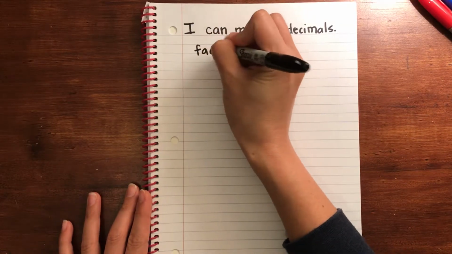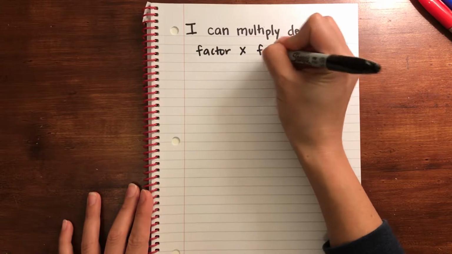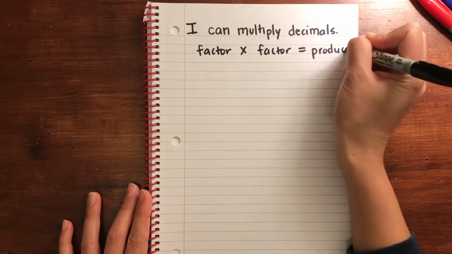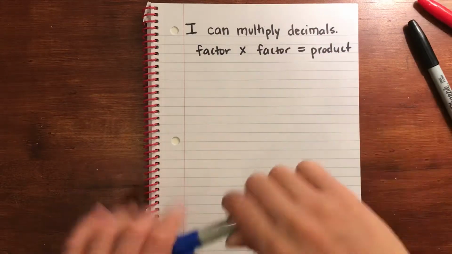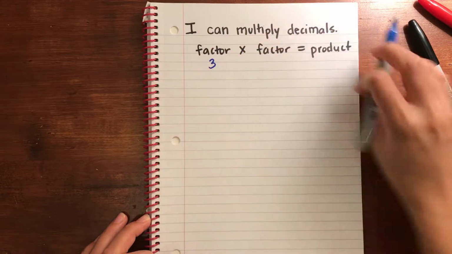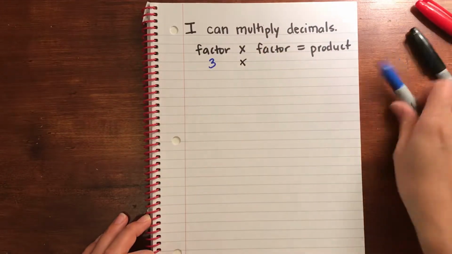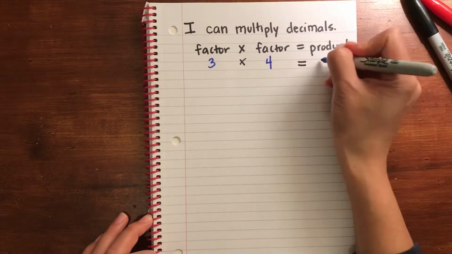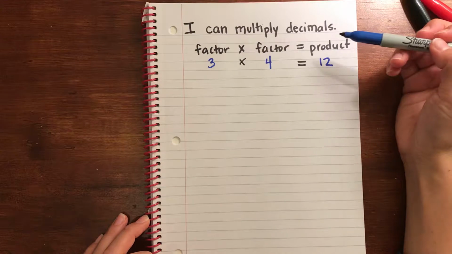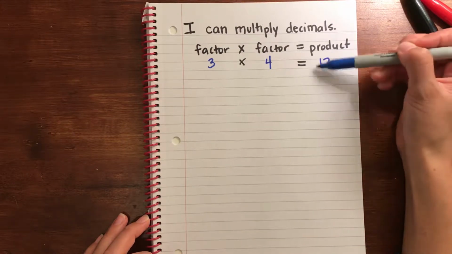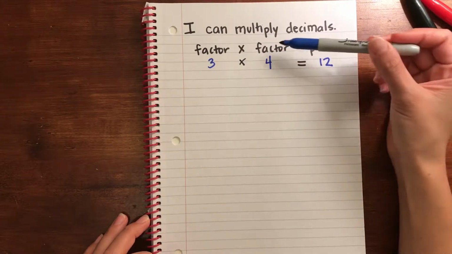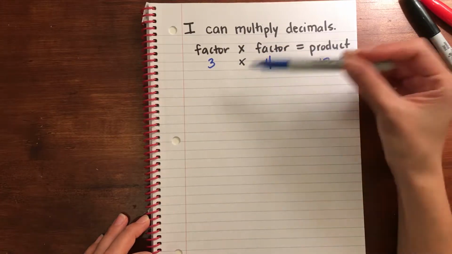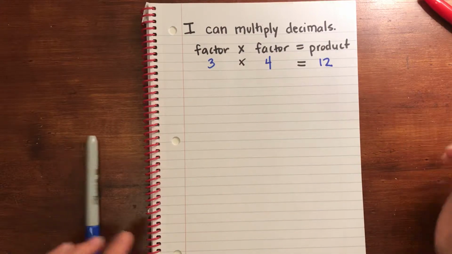We have the word factor times a factor is equal to a product. And I'm going to substitute in some numbers. Let's say 3 times 4 equals 12. Real quick to review, 12 is my product, so the answer to a multiplication problem. 4 is a factor and 3 is a factor. These are factors, this is the product. Some vocab real quick.